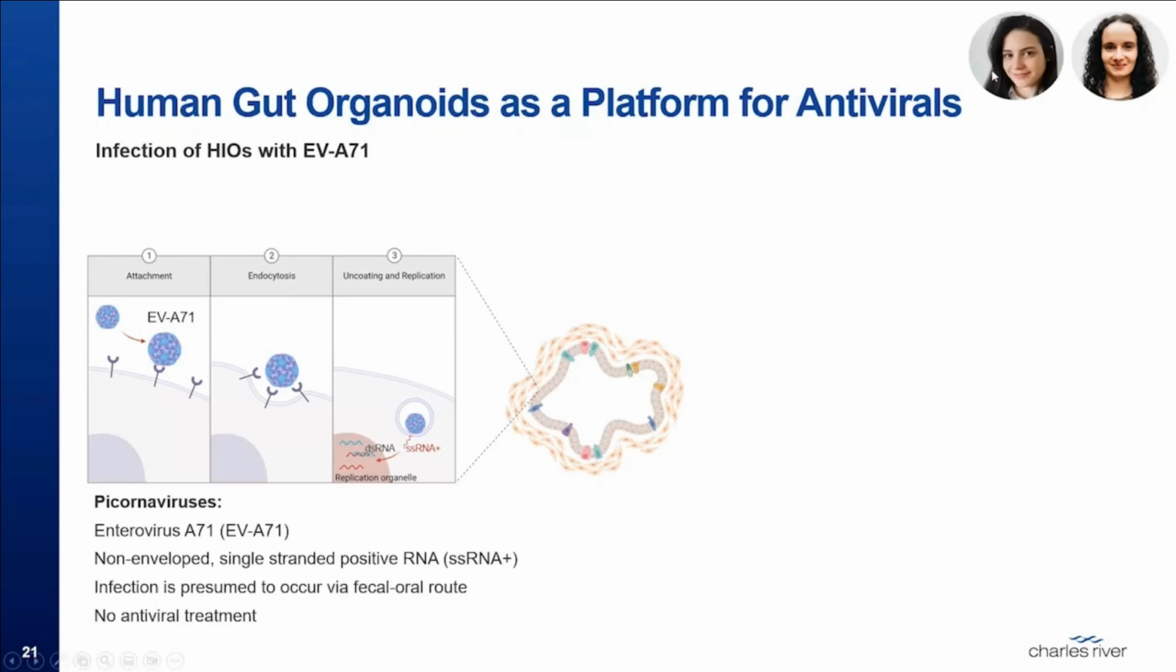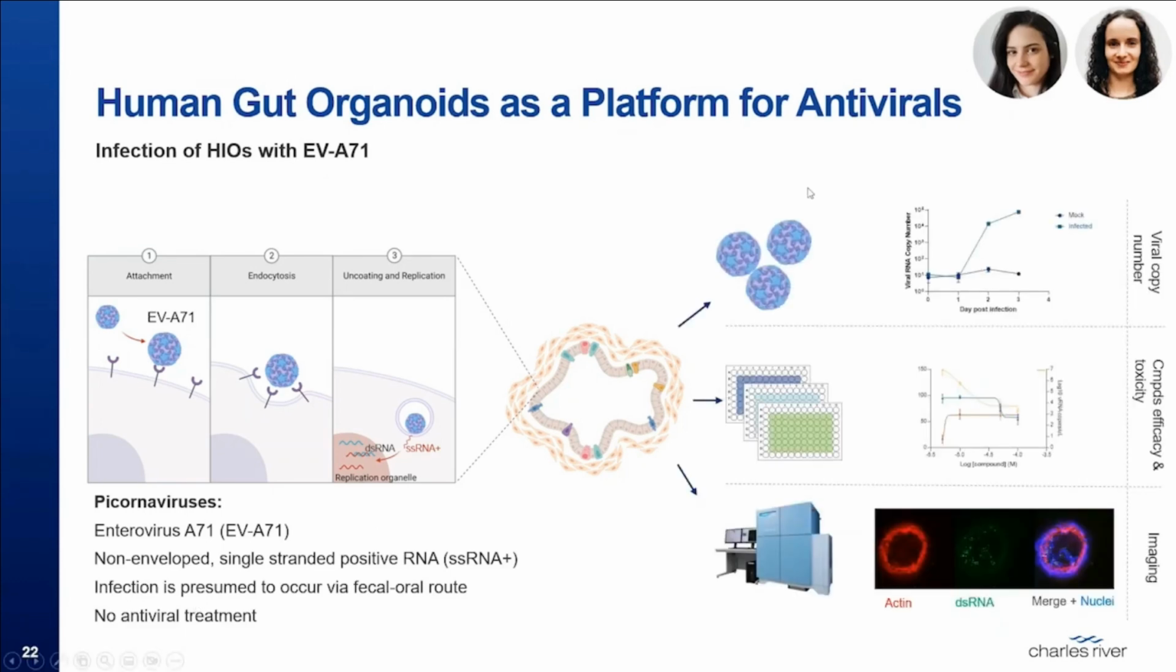This work is actually from two talented PhD students, Fatma Mosmodi, who is doing her PhD with us, and Nancy Ferreira, who is at KU Leuven in Belgium. They decided to use gut organoids to study infection with EV-A71, which is part of the picornavirus family, enterovirus A71. The reason why we focus on this virus is that, to date, there is still no antiviral approved to treat this infection.